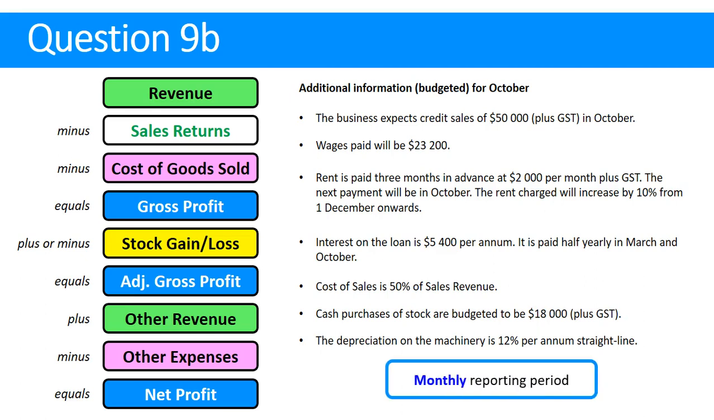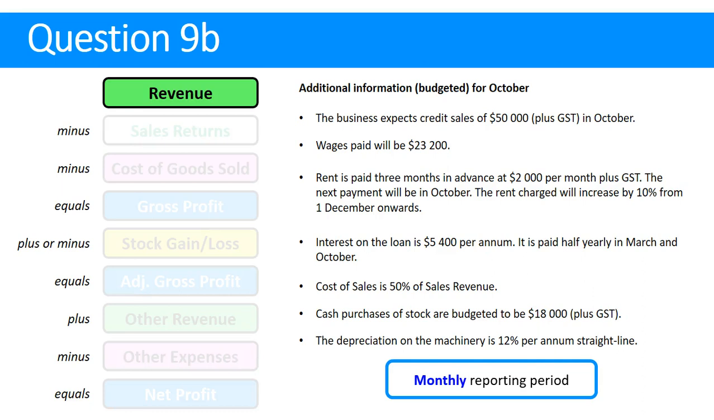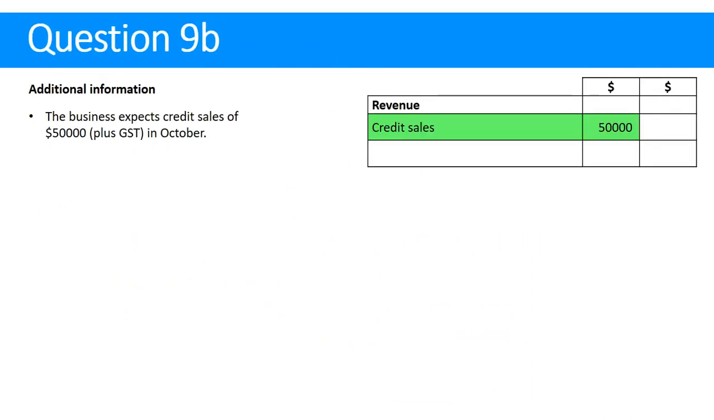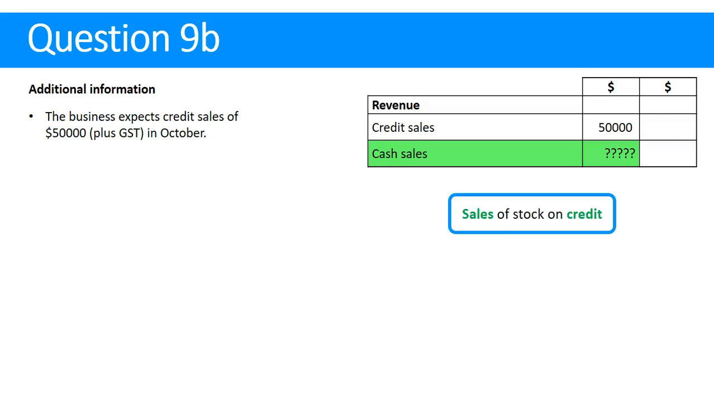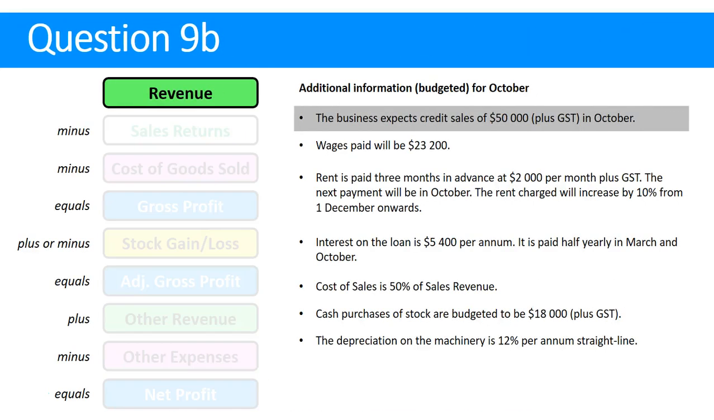So let's start from the top. We're told that it's a monthly reporting period, and we'll start with our revenues. So let's go and look for cash sales and credit sales. The first thing we're told is we expect credit sales of $50,000. So we'll put that in as a revenue at the top. Now, do we have cash sales? Let's look through our information, and in fact we can take a shortcut and remember from the facts of the case that all of the sales for this business are made on credit, so there won't be any cash sales, and we can move on.